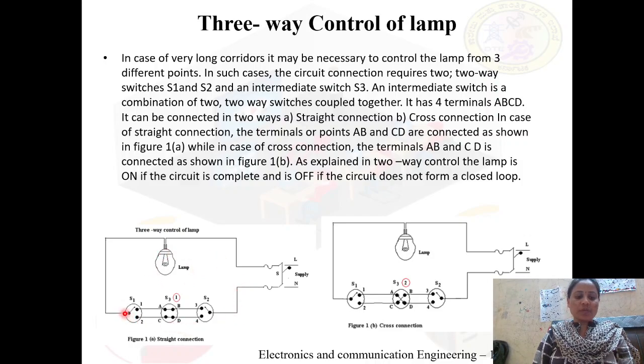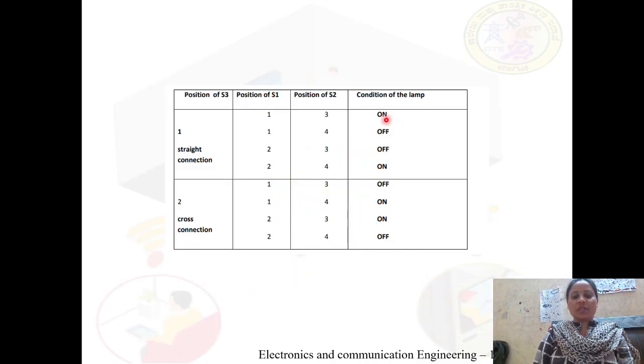Now we keep S2 at 4 itself and bring S1 to 2. Here this wire goes to 4, D, C, 2 and it is a closed path. The lamp will be glowing because the current flows. So these are the different states when the intermediate switch S3 is in the straight mode.